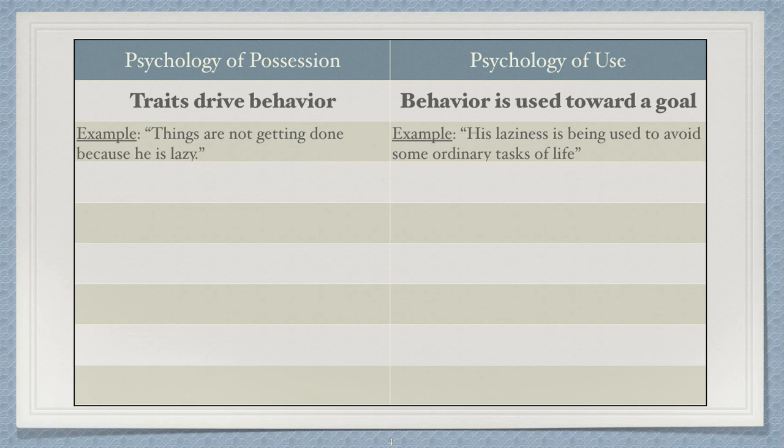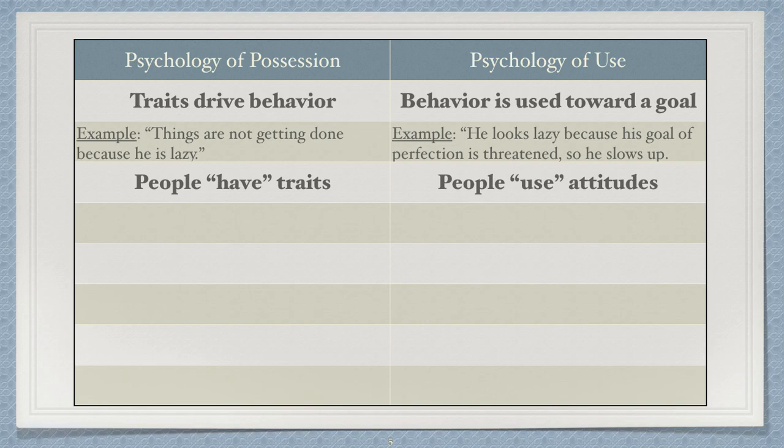Here the assumption is that somebody has the trait of laziness, and that explains why things are not getting done. He possesses the trait of laziness. The psychology of use, quite different. His laziness is being used to avoid some ordinary tasks of life. Here we see that laziness is a behavior used to achieve some other goal.